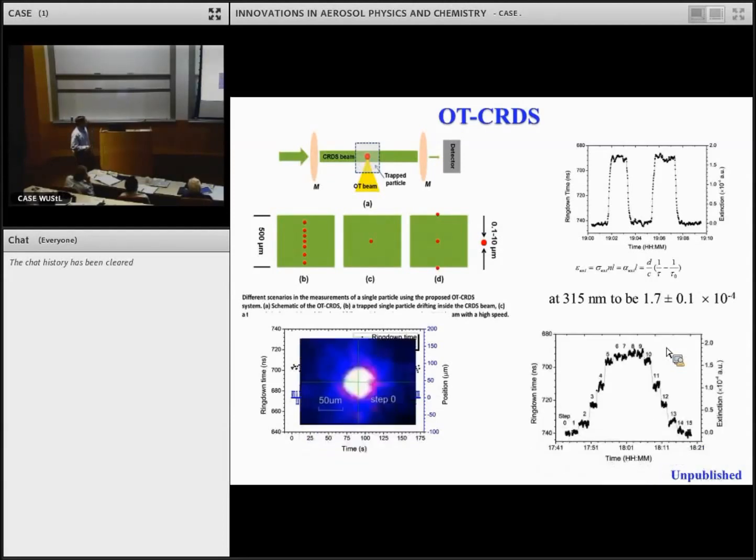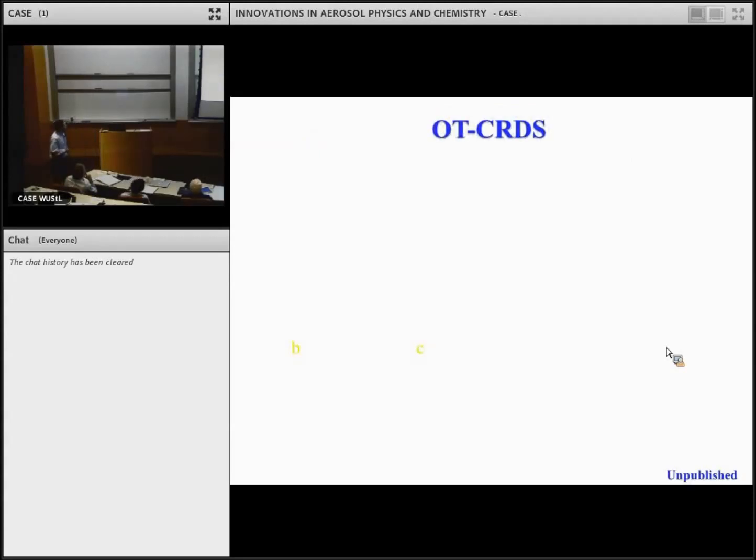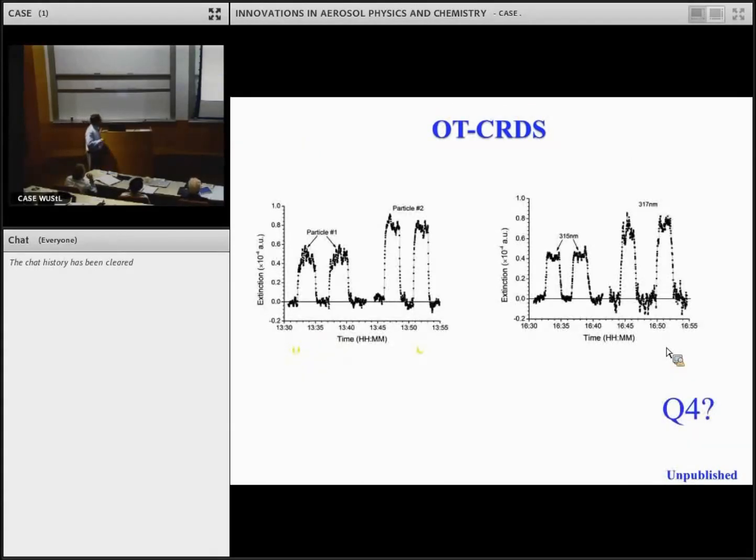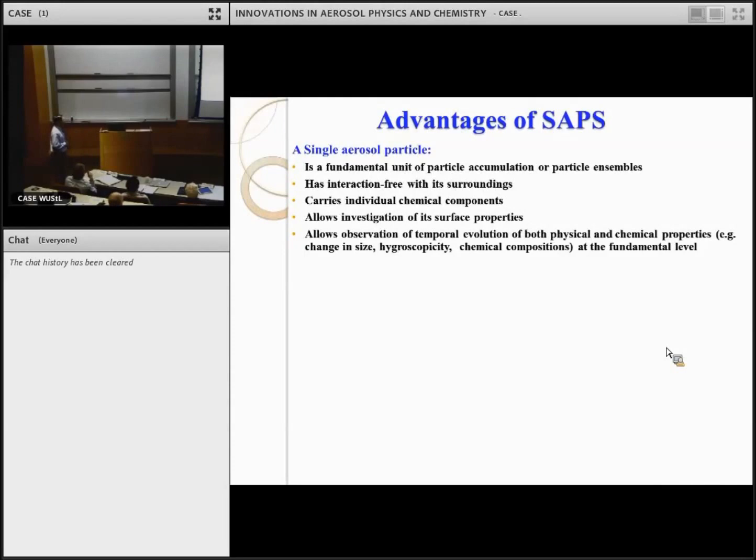And this one shows, for this case, we trap the particle first, and then walk this particle through the ring-down beam, step by step, with a step of 25.4 micrometers per step. At different locations of the ring-down beam, we have different extinctions as we walk through the laser beam. In addition to that, we also have the extinction of 2 different individually trapped particles at the same single wavelength, 315. And this one shows extinctions of the same trapped particle at 2 different wavelengths. And I think that's pretty much; we have more to do.